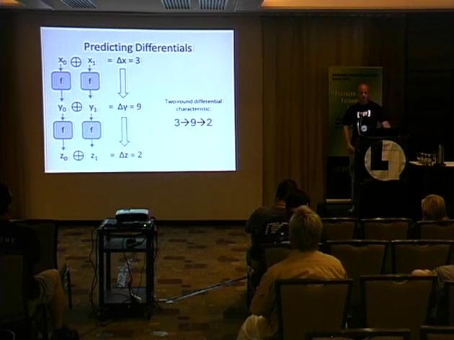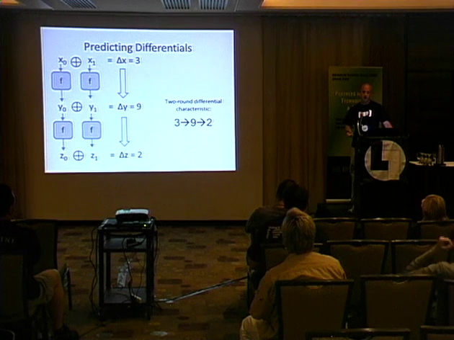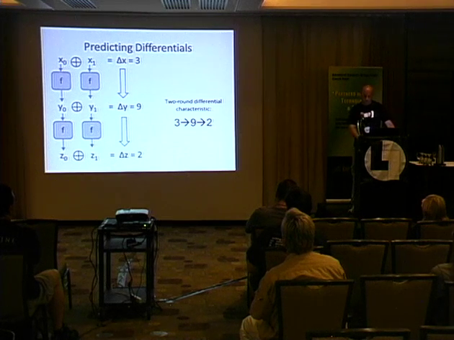So in this case, we have a two-round differential characteristic. If we inject two numbers that have a differential of 3, when it gets past that first function, the differential will be a 9. We don't know what the numbers are, but we know what the differential is. Then it goes through the function again, and it gives us a differential of 2. This is just an example.